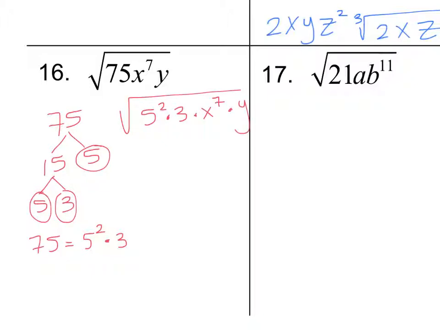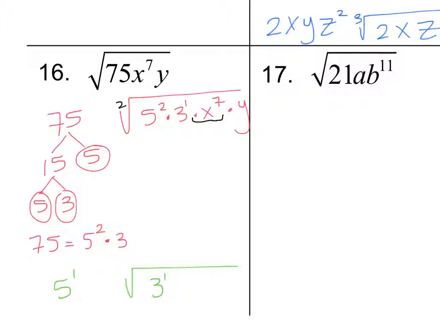Now, since it's a square root, the index is 2. And now let's try to simplify. Let's look at the 5 to the second. 2 divided by 2 is 1, so it's going to completely leave the radical. Now, 3 is basically 3 to the first. 1 cannot be divided by 2, so it's going to stay inside the radical.